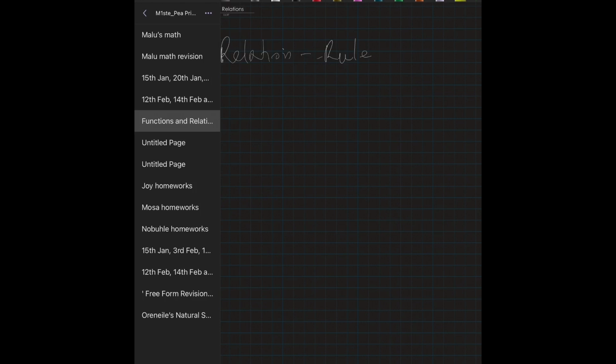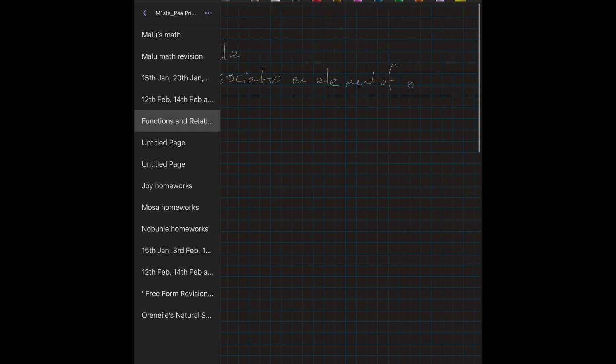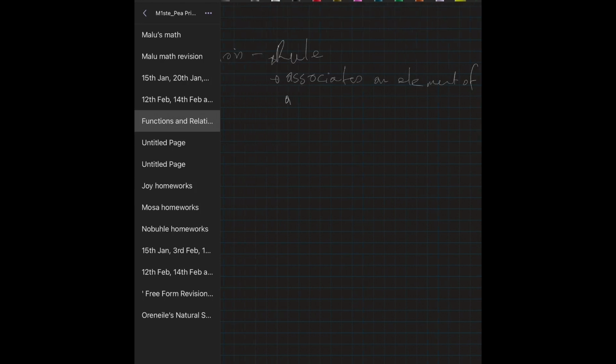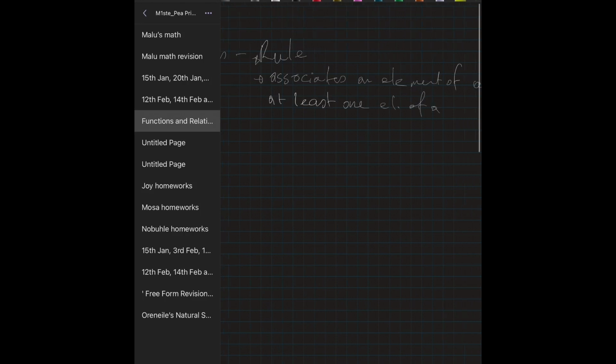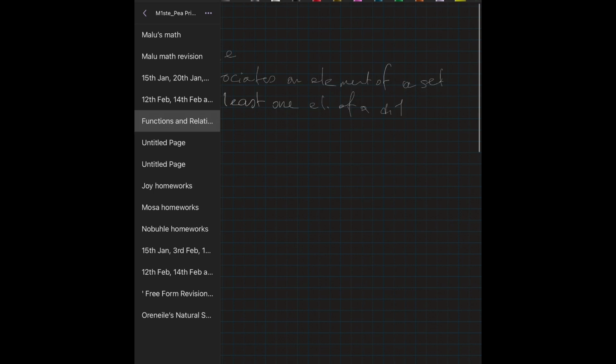A relation is a rule and it associates an element of a set with another element of another set. At least one element of a different set.